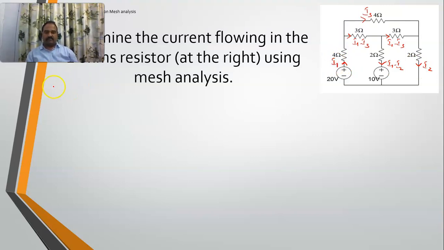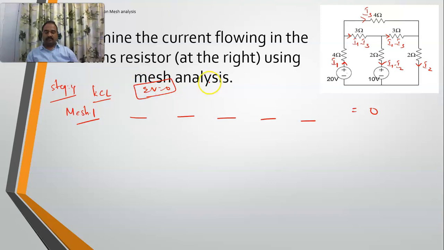Now, step number 4 is applying KVL for each of these meshes. So I will write mesh 1. How many elements are there in mesh 1? 1, 2, 3, 4, 5 elements are there. And sigma V is equal to 0. The algebraic sum of voltage drops across all elements is 0, isn't it?